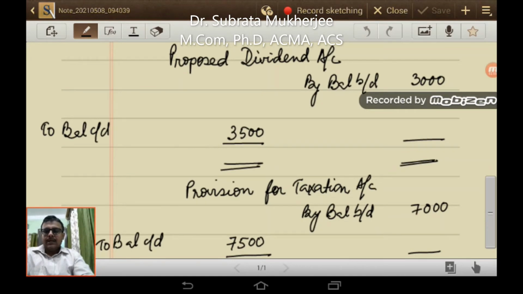Within current liabilities, you have short-term provisions. Since there are adjustments regarding the proposed dividend and provision for taxation, I have opened these two ledgers separately. The opening and the closing balance of proposed dividend I have written as 3,000 and 3,500, and regarding provision for taxation, the opening balance I have written 7,000 and 7,500. This way I have posted all the figures which are there in the liability side of the balance sheet.